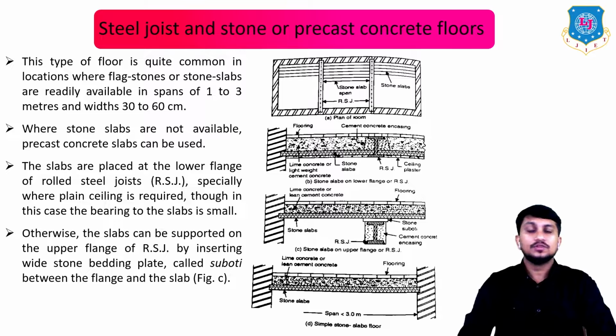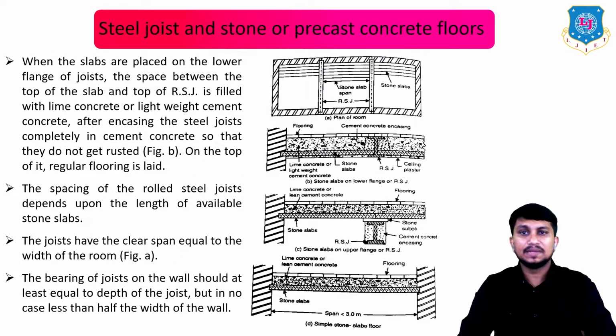There are two ways of using these stone slabs. First is at the lower flange of rolled steel joists. You can clearly see this in figure B. Or you can place these stone slabs above this flange. You can clearly see this in figure C.